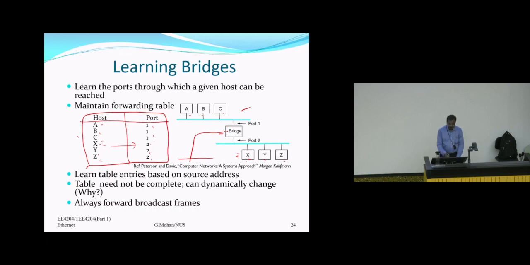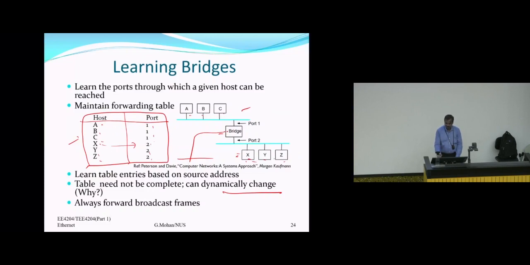So usually the table entries will be updated dynamically. It will be refreshed dynamically. Now the next question is how the bridge or switch has built this table. First we assume that this table is available, correct? So how is it built? Because this should be updated dynamically also.